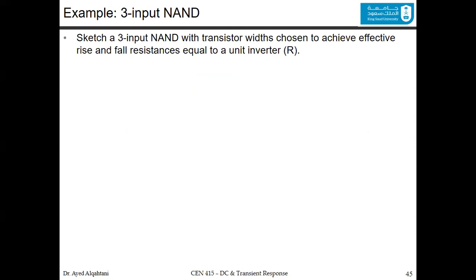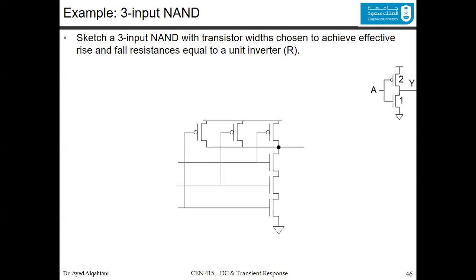So you need to find the width of each transistor. Given that this is your target, you chose to achieve effective rise and fall resistance equal to a unit inverter R, which means that if you have the unit inverter, you are comparing against it, and you want the resistance of the pull down equal to the resistance of the pull up. How to do this? Now, I will do it quickly, and also I will apply the rule. They are both the same.